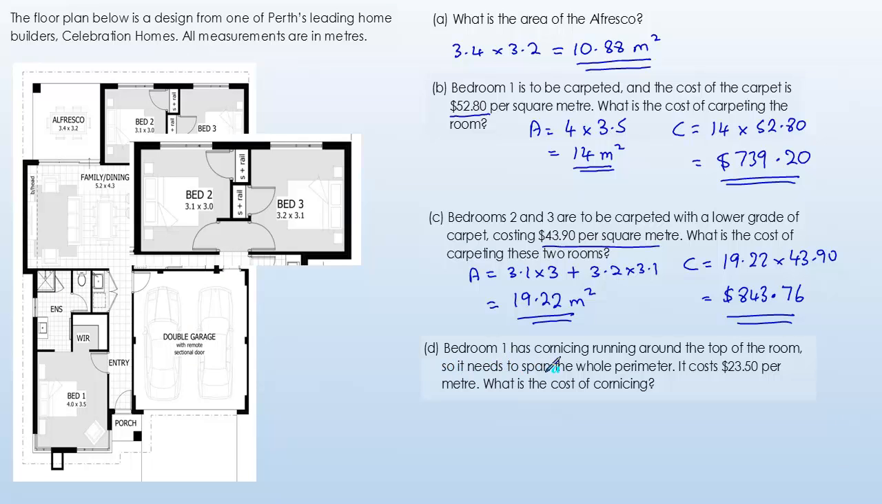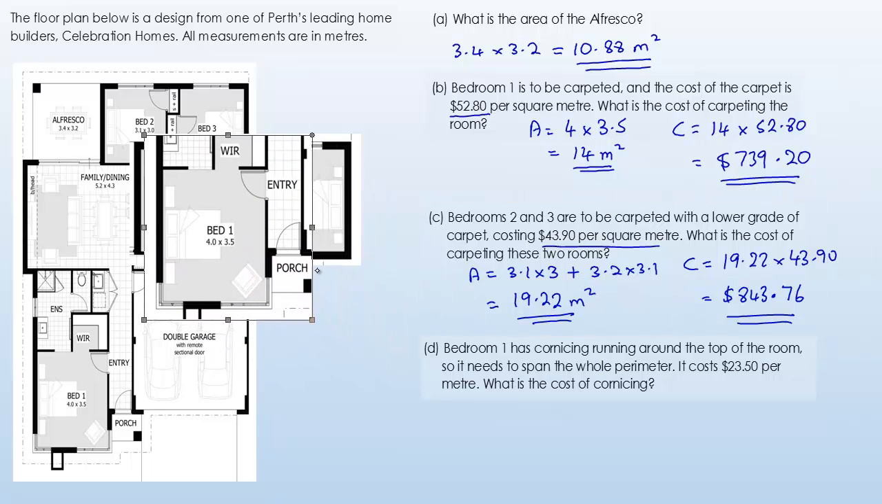Bedroom 1 has cornicing running around the top of the room, so that's going to be around the whole perimeter, not area this time. So it needs to span the whole perimeter. It costs $23.50 per meter. What's the cost of cornicing? So let's bring our bed 1 diagram back in. So we're going to want to know the perimeter to start with. It's a rectangle, 4 by 3.5.